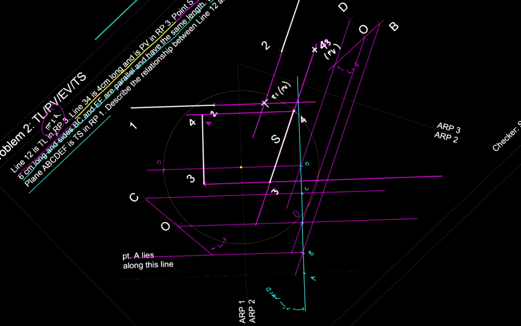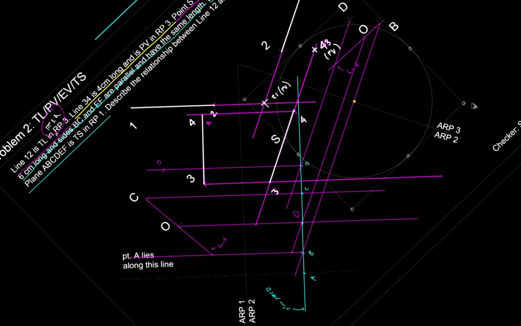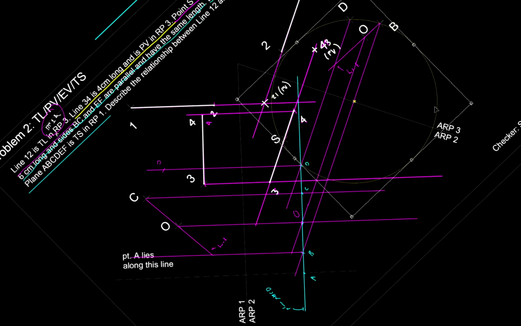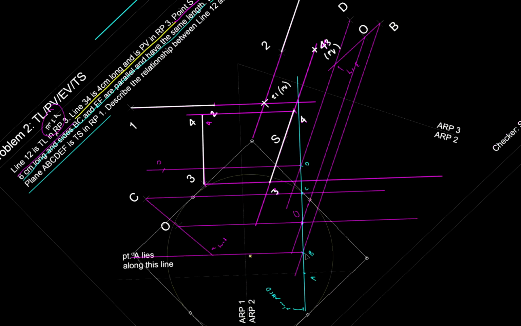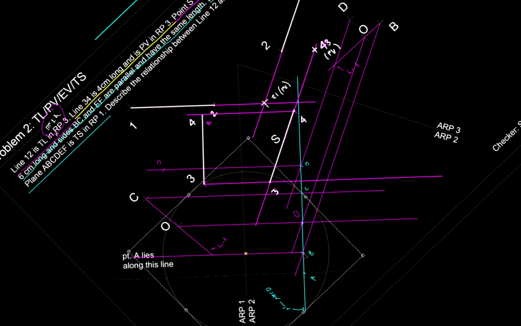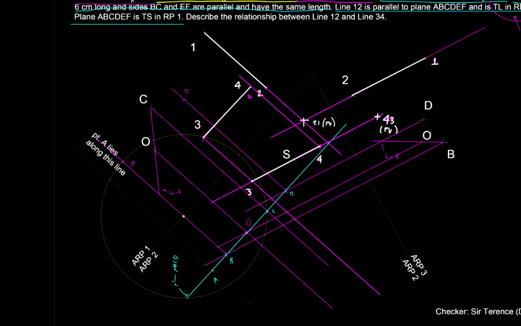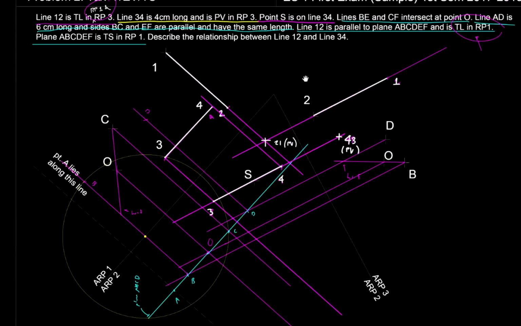Tapos gawin natin next. Nasaan tayo? Point B naman. This is point B. Measure natin yung distance ni point B, no? Okay. Tapos dito, point B. Dito si point B. Okay. So, pwede natin balikan yung ibang instructions, no?